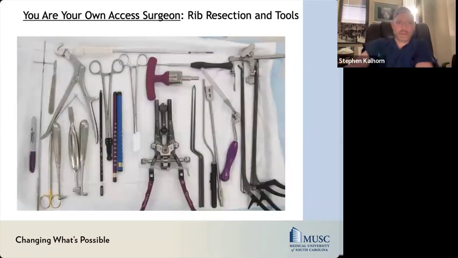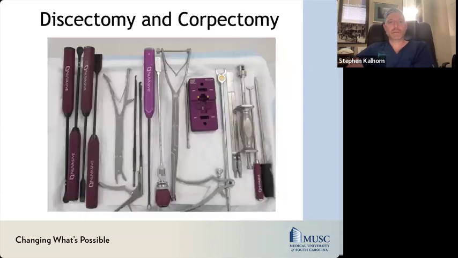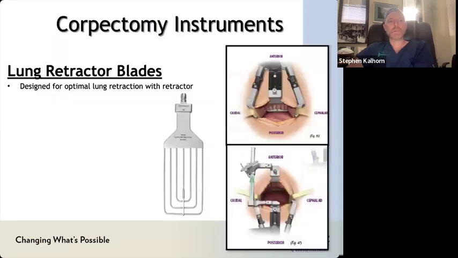With modern instrumentation and hardware, you are your own access surgeon. So you have rib dissection tools and everything you need to get down there, disc prep and even corpectomy tools that we use.